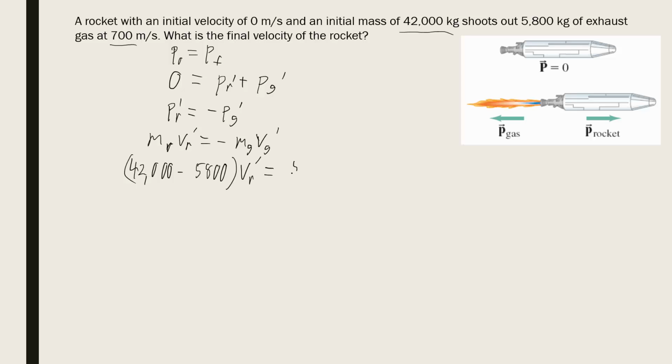Then here we've got the mass of the gas that went flying out, so 5,800. We can have a negative sign there. The velocity is 700 meters per second. If we take this direction to be the negative direction and that to be the positive direction, then we need to make this negative 700. And then we do a bit of algebra and we can solve for the final velocity of the rocket. It comes out to be 106.3 meters per second in order to conserve momentum.